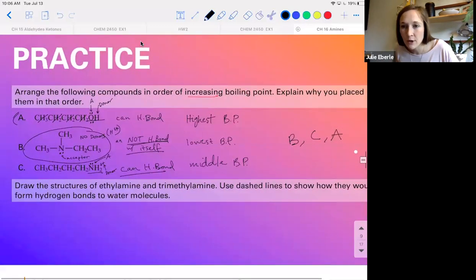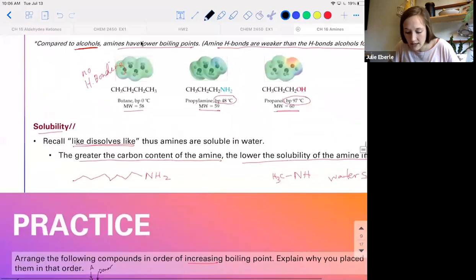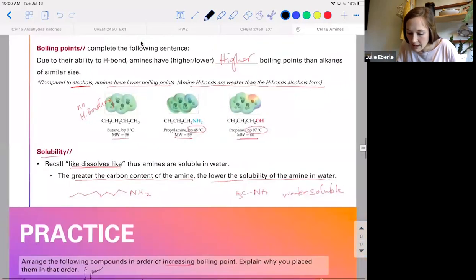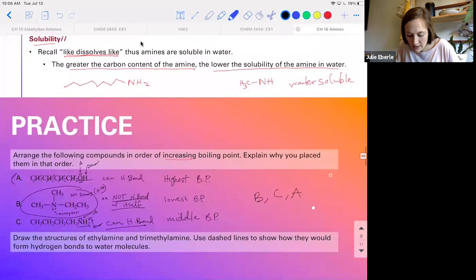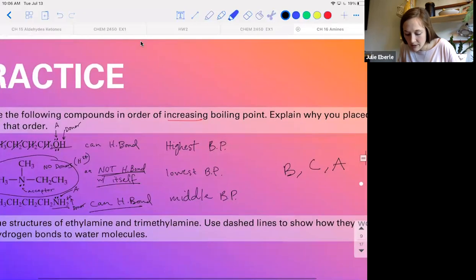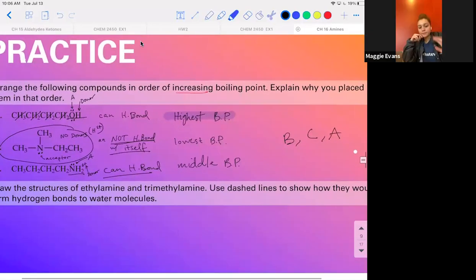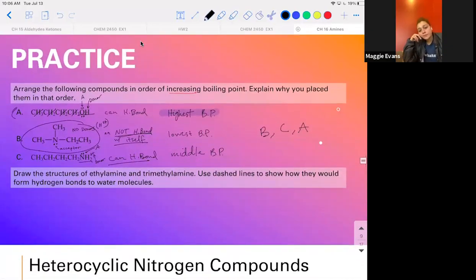So that is why we said the two that can hydrogen bond are going to have higher boiling points than molecule B. Just above on this slide, we said amine hydrogen bonds are always weaker than alcohol hydrogen bonds. So the alcohol hydrogen bonding is going to be the strongest, and we said it would have the highest boiling point. Does that help? Thank you. Okay, good. All right, moving on.